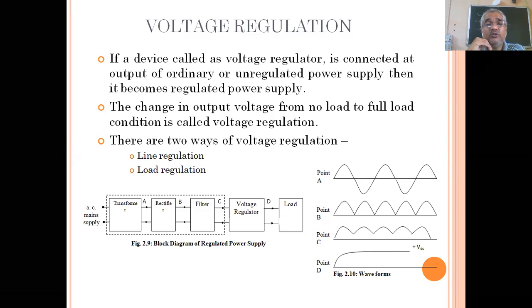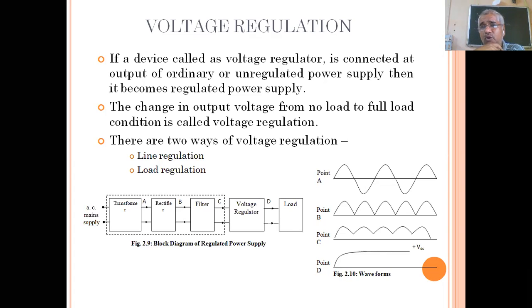So up to these three blocks. In this diagram on the screen, you will see there are three blocks in the dotted box: transformer, rectifier, and filter. So this forms an unregulated power supply, because the output of this power supply will change depending upon the change in the line voltage or change in the load current. So it is not a perfect power supply.